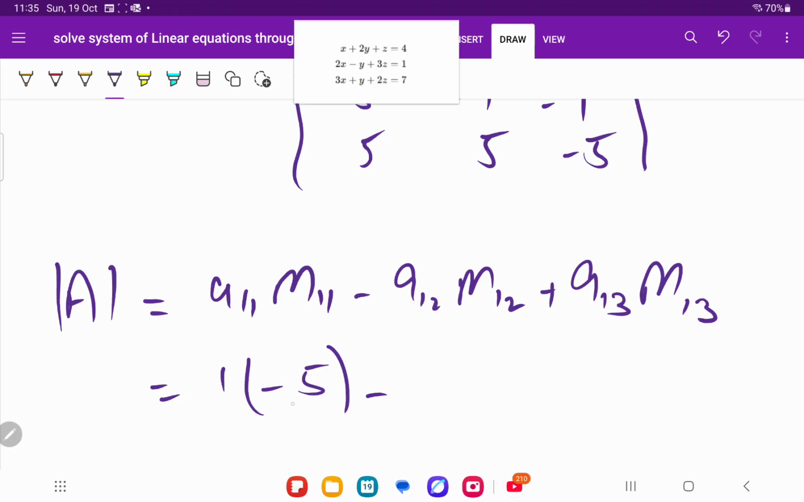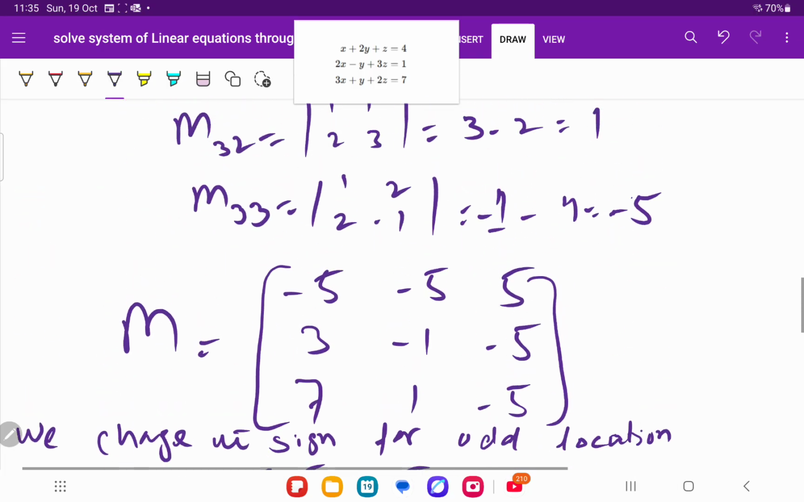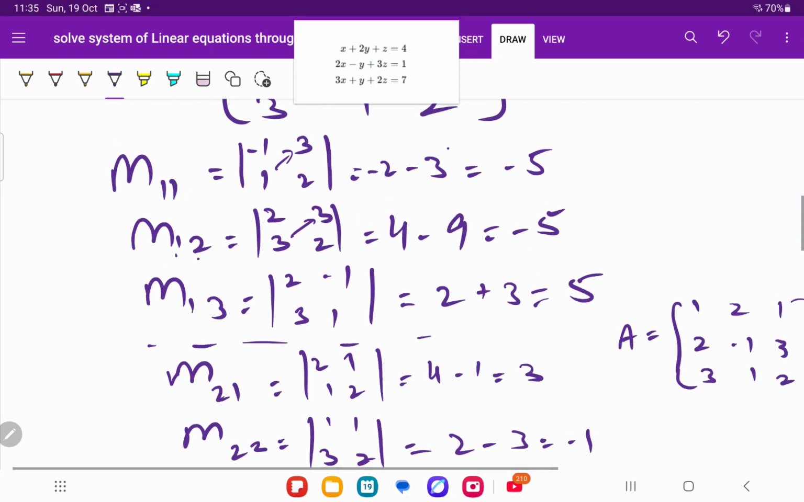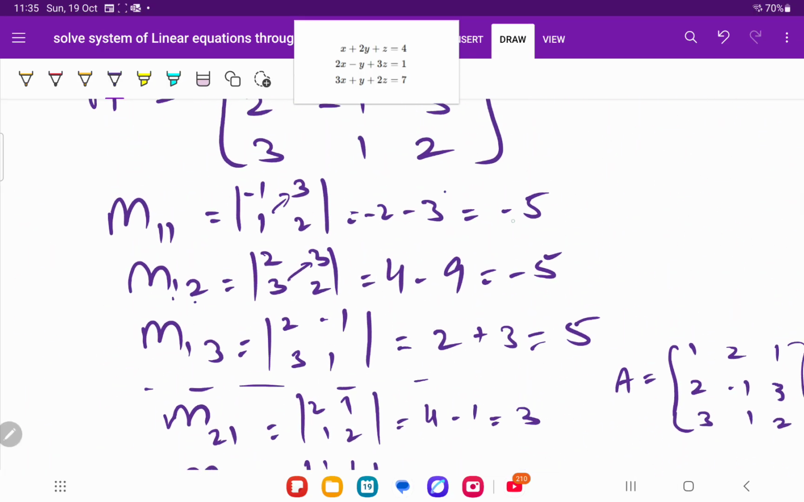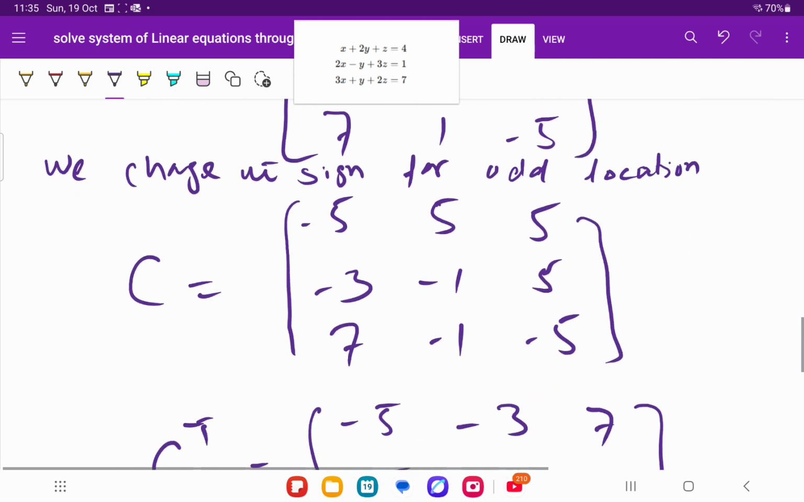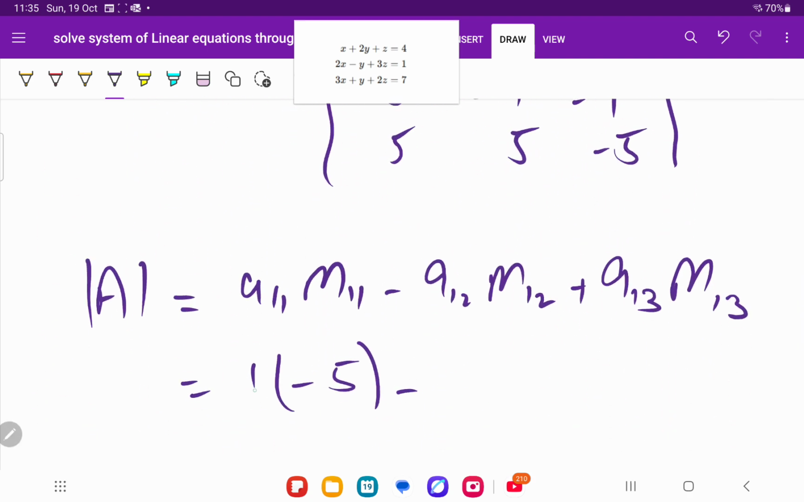M11 is minus or plus? You mean after A11 M11. M11, yeah, it is whatever we have calculated. We have calculated M11 here. But M11 is minus 5. Okay, so whatever M11 is, we keep the same. A11 multiplied by minus 5 is M11. And A12 is 2. What is M12? Minus 5.